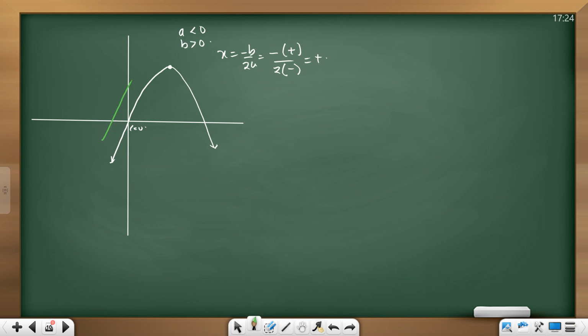Please let me know if you understand. If my c becomes positive, remember c is the y-intercept, I'll be getting a negative and a positive, which is not what I want. Does that make sense? Please talk to me. Does that statement make sense?